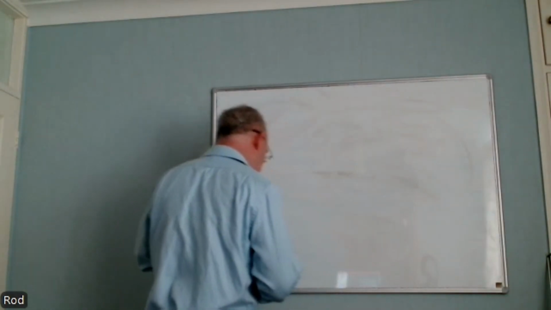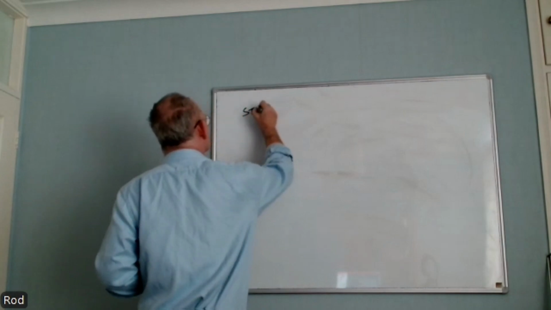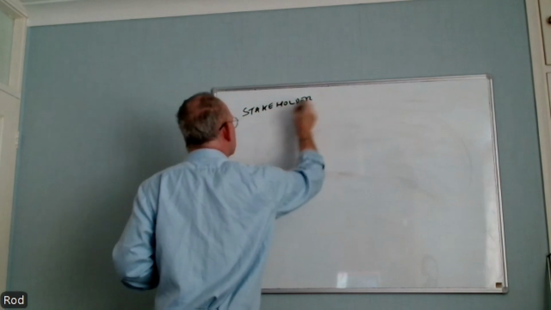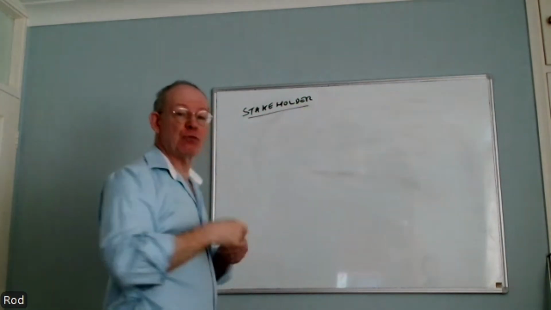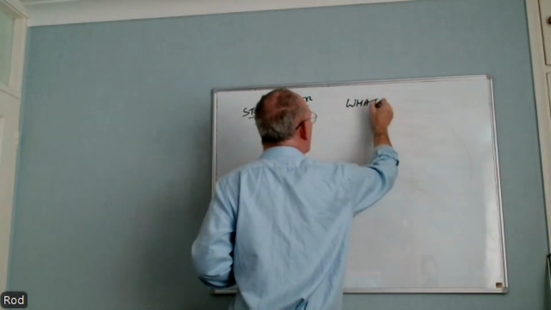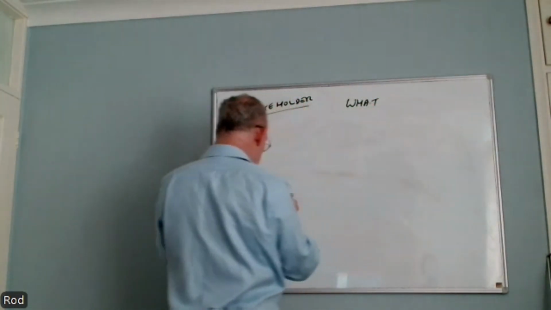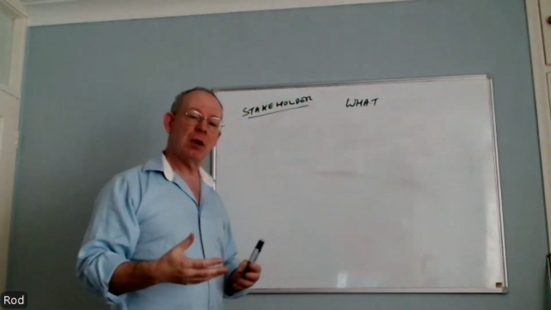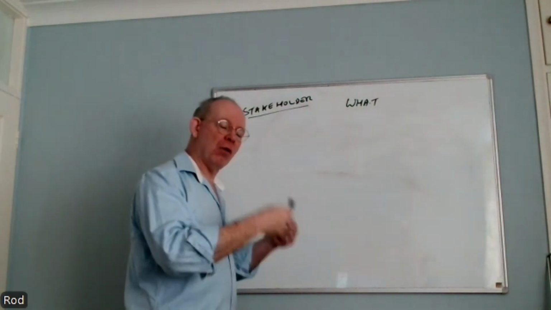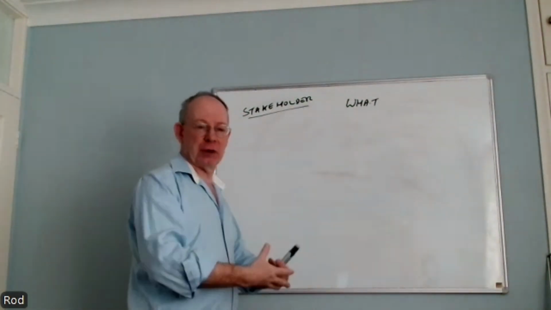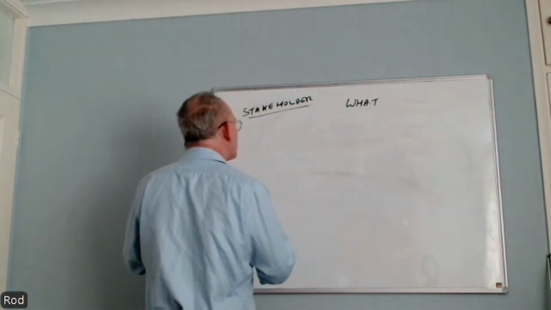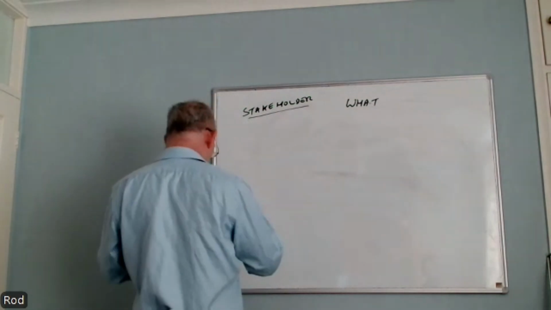So when we have our stakeholders, well, what is a stakeholder? Really good question. We need to understand what they are. They are either individuals or groups of people who have an interest in the outcome of the project or what you're doing, the change you're doing.